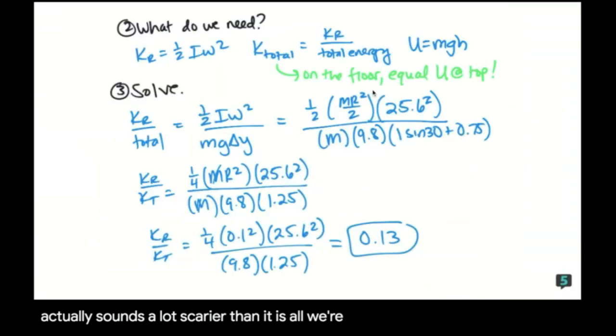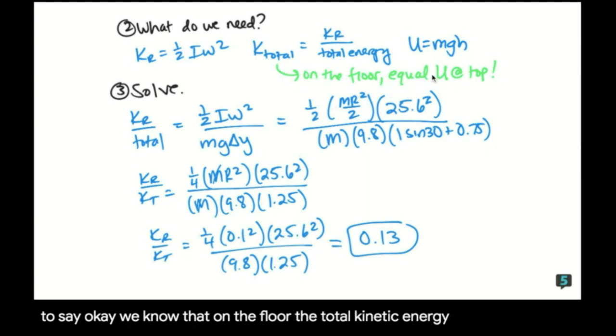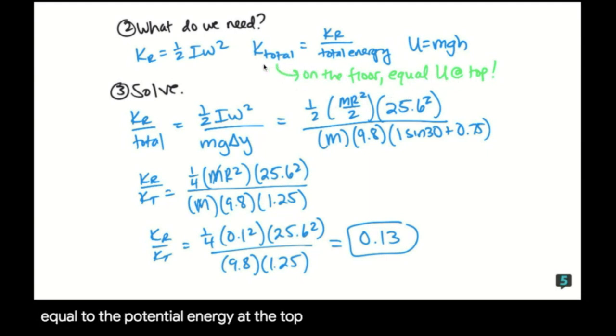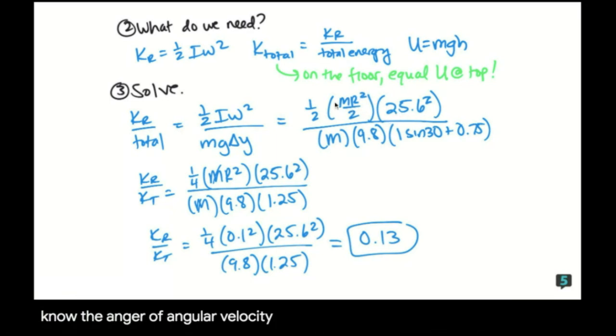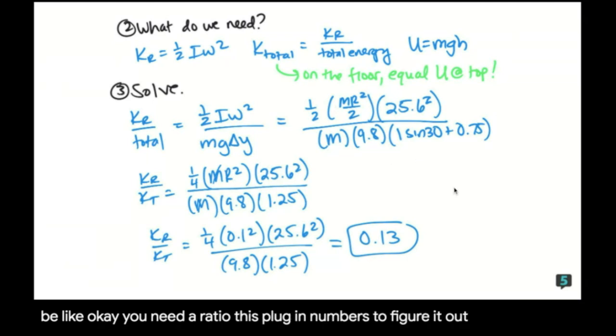All we're going to do here is say, okay, we know that on the floor, the total kinetic energy is going to be equal to the potential energy at the top. And all I want to do is find that ratio between the rotational kinetic energy to the total kinetic energy. We already know the angular velocity. We know all of the m's and the r's, and we know the total kinetic energy. So this is really just being able to look at it and be like, okay, you need a ratio. This is the ratio that you need. And then I'm going to plug in numbers to figure it out.